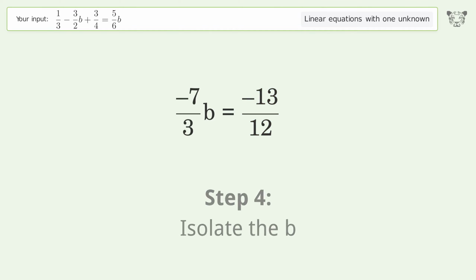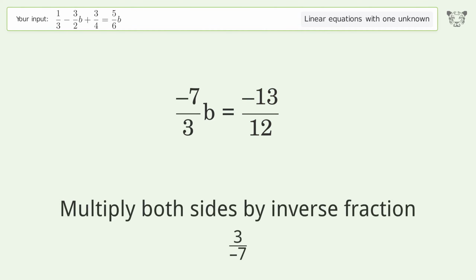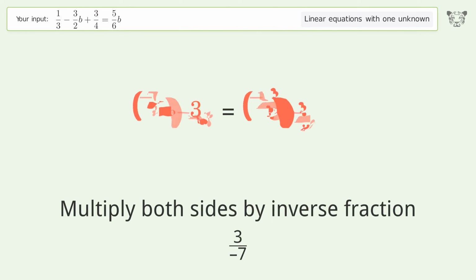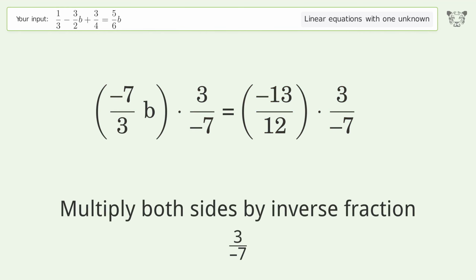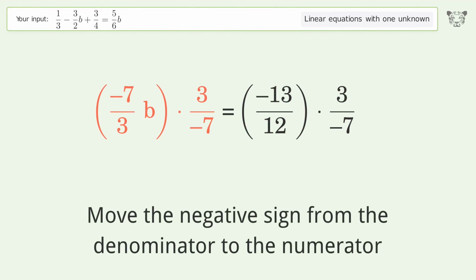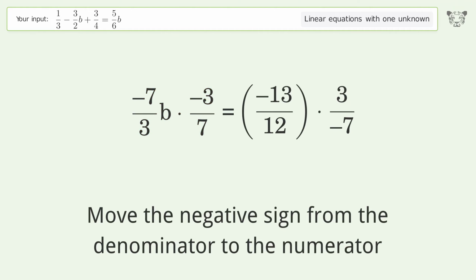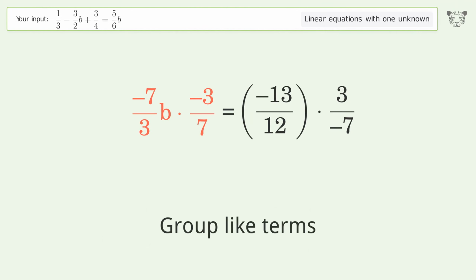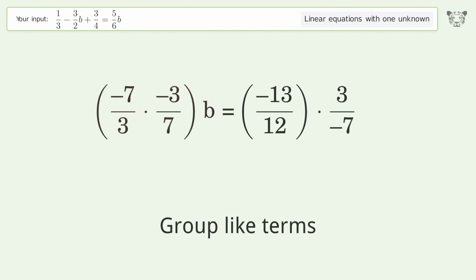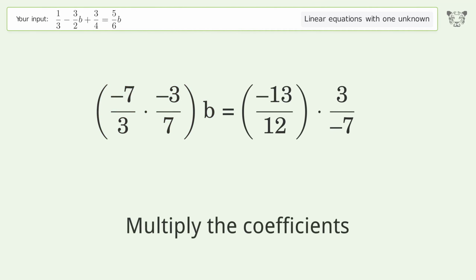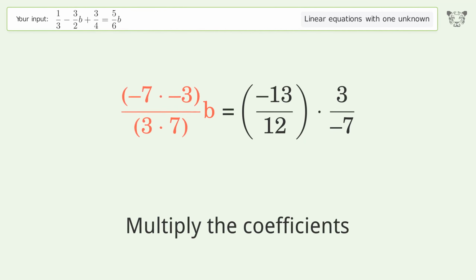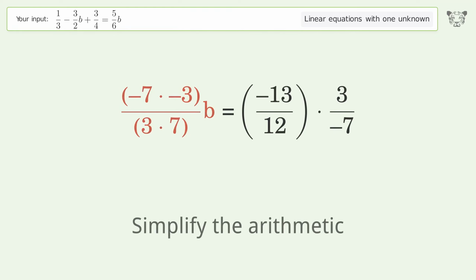Isolate the b. Multiply both sides by inverse fraction 3/7. Move the negative sign from the denominator to the numerator. Group like terms. Multiply the coefficients. Simplify the arithmetic.